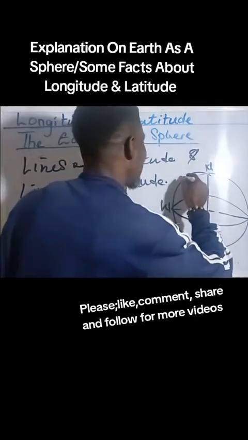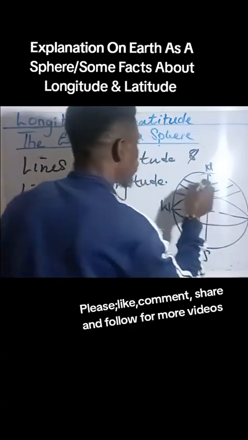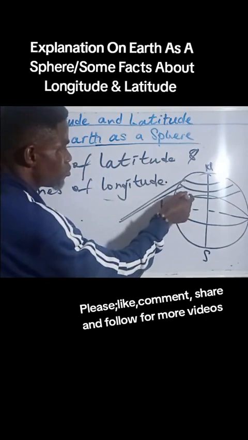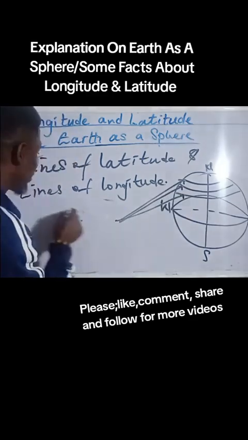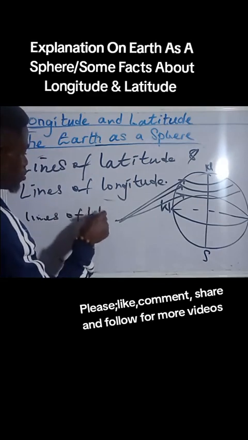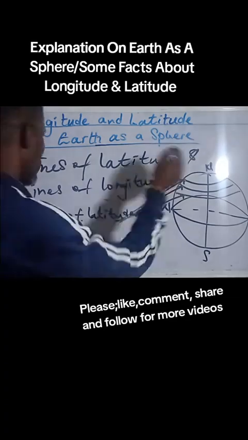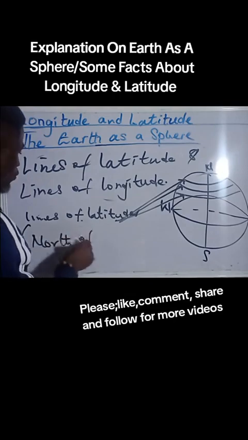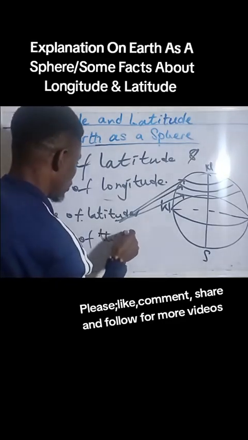So these lines, we call them lines of latitude. Are you getting it? We call them lines of latitude, that is north of the equator.